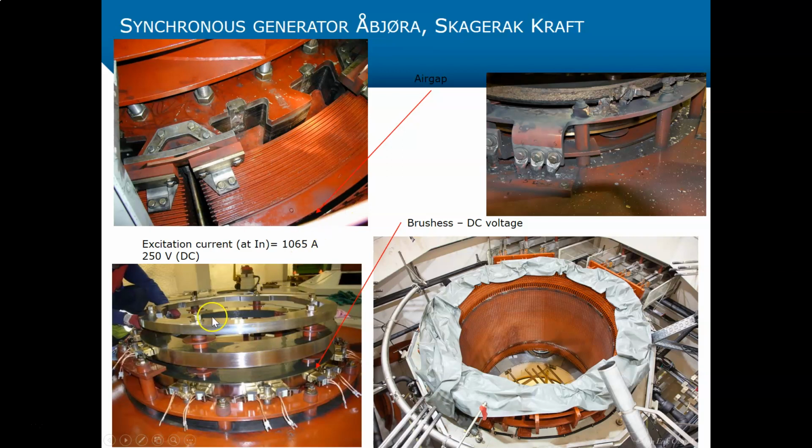Here is the excitation system. So we have brushes here and the plus and minus pole, and the excitation current is around 1065 amps at 250 volts, the rated value as I talked about earlier. However, they had a problem with it, so some of the brushes were not working as they should, so they had some kind of damage to this system. This is actually a typical problem that you have with brush excitation systems.